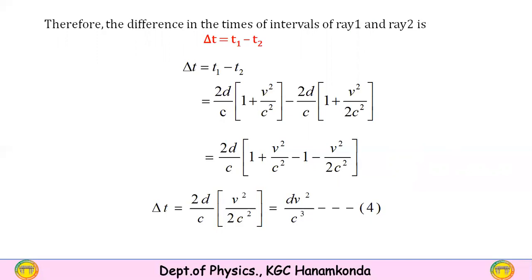So 2d by c is common in both terms; taking it common, we get 2d by c into [1 plus v square by c square minus 1 minus v square by 2c square]. The 1 minus 1 will cancel, leaving v square by c square minus v square by 2c square. After subtraction we get 2d by c into v square by 2c square. The 2 will cancel, giving dv square by c square into c, that is c cube. So the time difference of travel of ray 1 and ray 2 is delta t equals dv square by c cube, say equation 4.